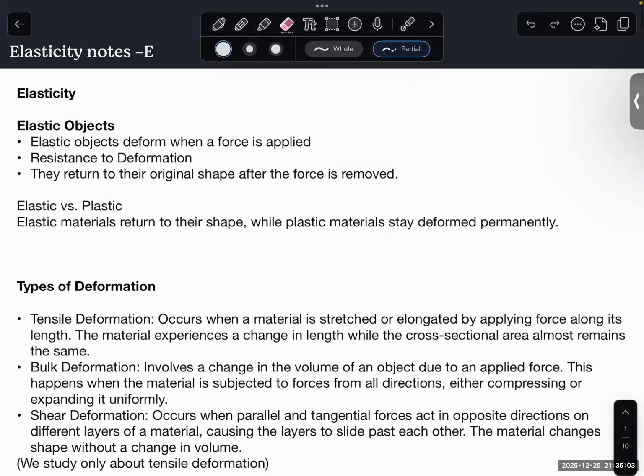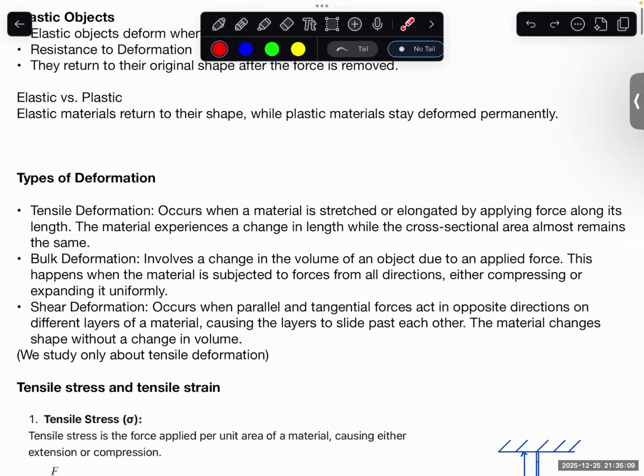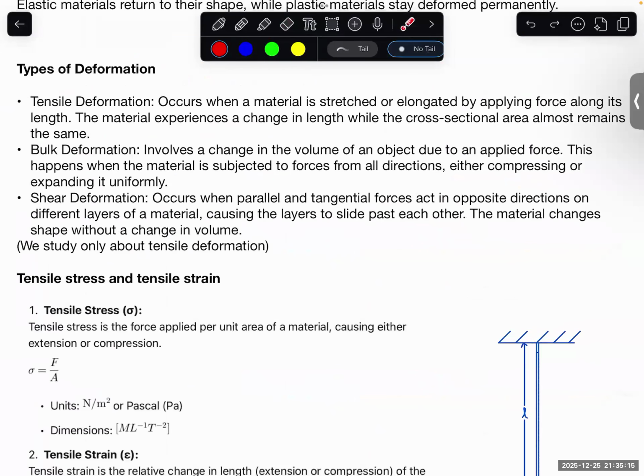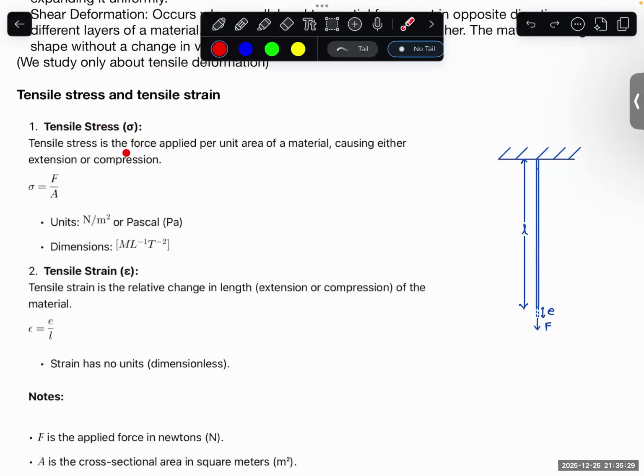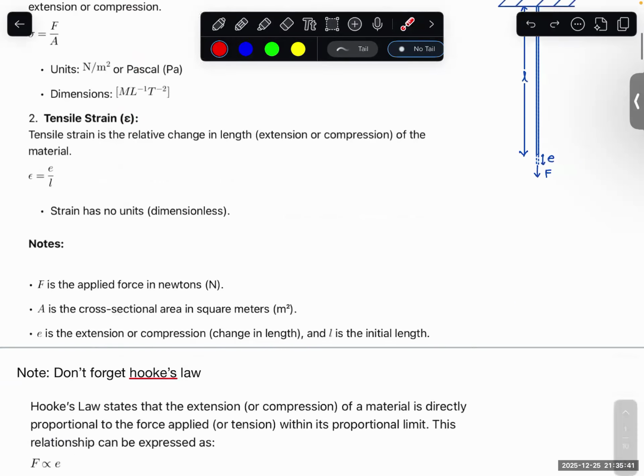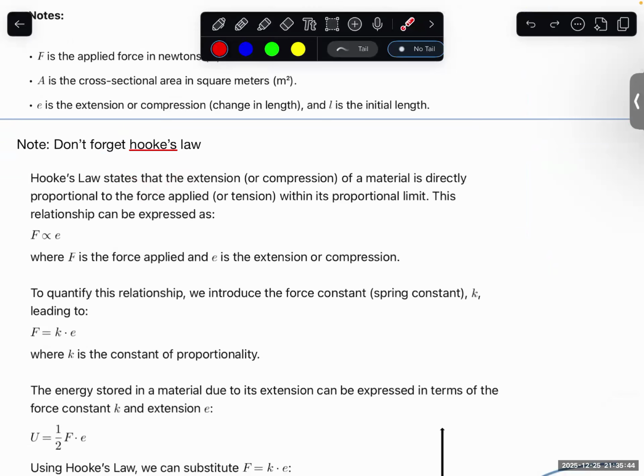So first, it explains the definition of an elastic object. And I have differentiated elastic versus plastic, and the types of deformation. Tensile deformation is longitudinal. Bulk deformation is to the volume. Shear deformation is tangential. Then tensile stress and strain. Some people use sigma for stress and epsilon for strain, but in our syllabus we don't usually use them, but it's okay if you are using them. So I have defined them, and then I have revised a little bit about Hooke's law.